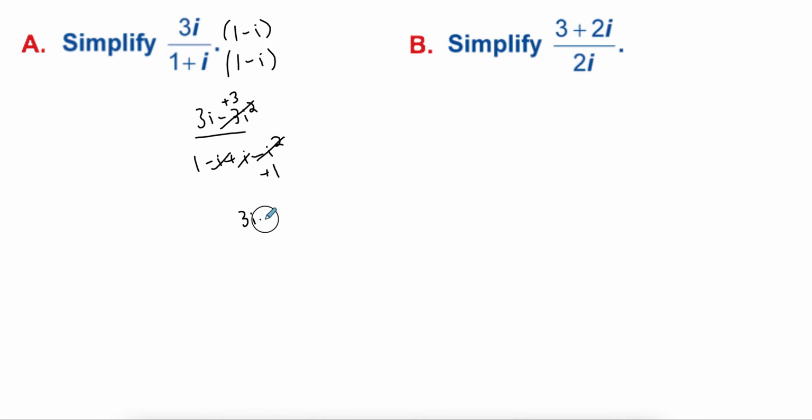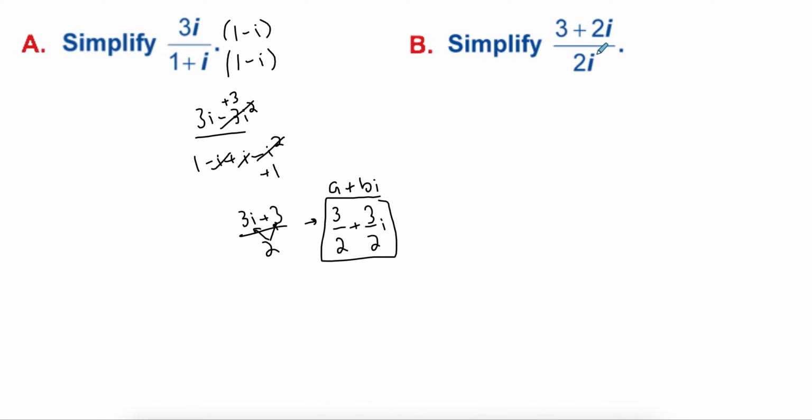So 3i plus 3 in the numerator, 2 on the bottom, and then we need to split this up. So real part, then complex part. So this turns into 3 over 2 plus 3 over 2 with an I on the side. Okay, that would be what we get for that one. So this is standard form again. We got the A plus BI.